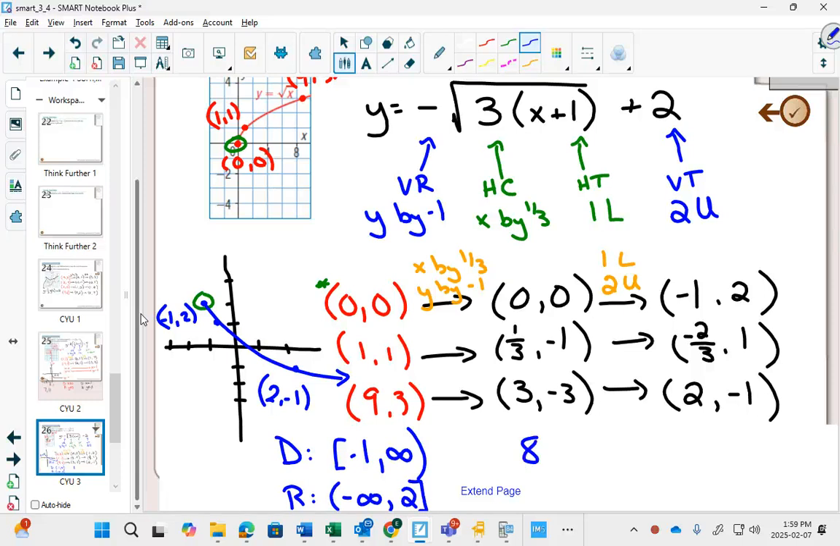And questions for practice, circle 8 and 10.